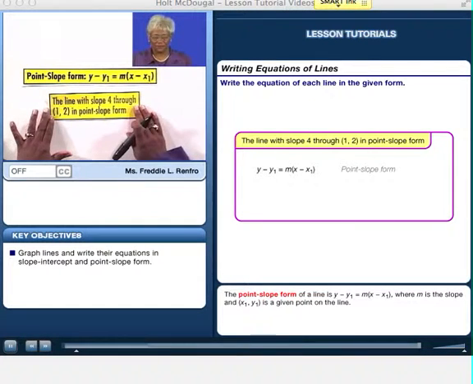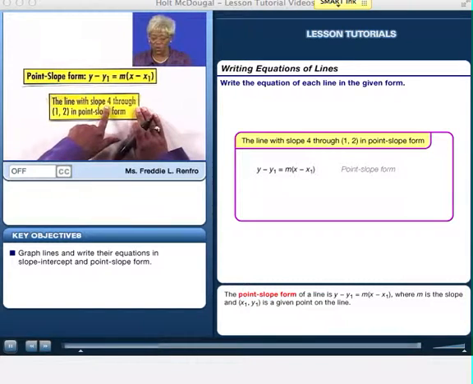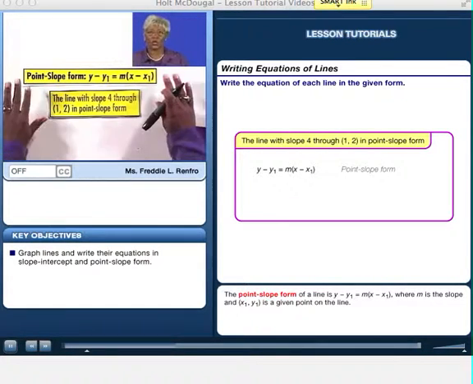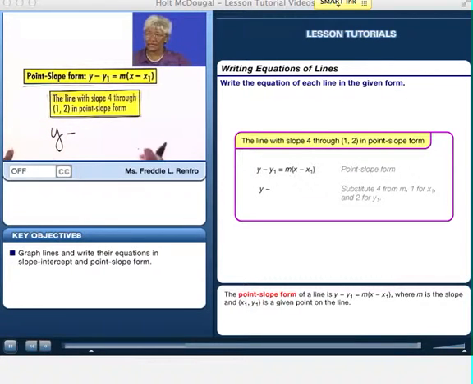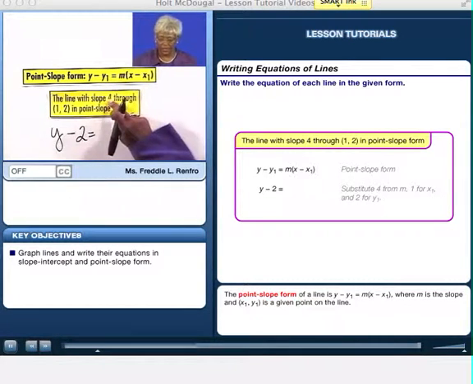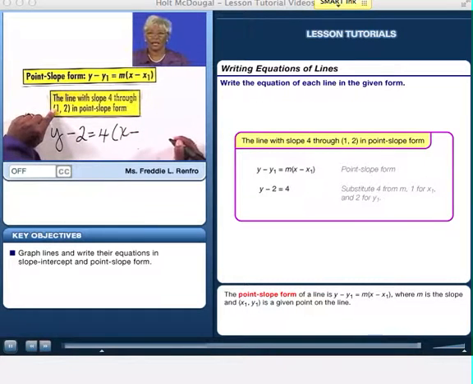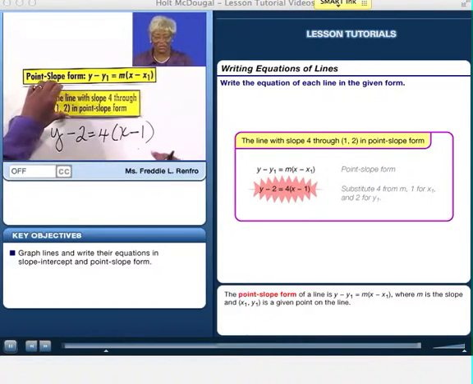Let's do this problem. We're being asked to write the equation of a line with slope 4 through point (1, 2) in the point-slope form. Well, according to the form, it says y minus y sub 1, in this case it's 2, is equal to the slope, which is 4 here, times x minus, and the x coordinate is 1. And we're through. Let's do another one. That one's simple.